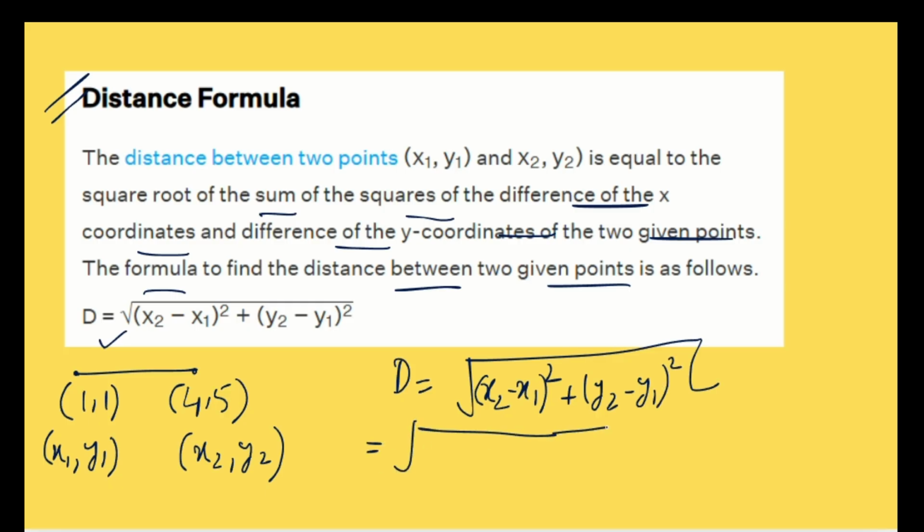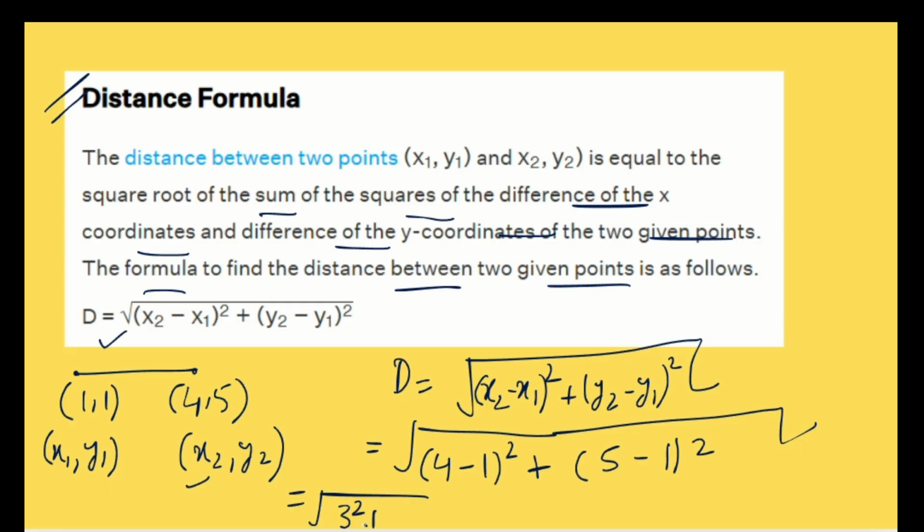So x2, that is 4, minus x1, that is 1, square, plus y2, that is 5, minus 1, square, that is equal to 3 square plus 4 square, that is equal to 9 plus 16, that is equal to 25. Square root of 25 would be equal to 5.